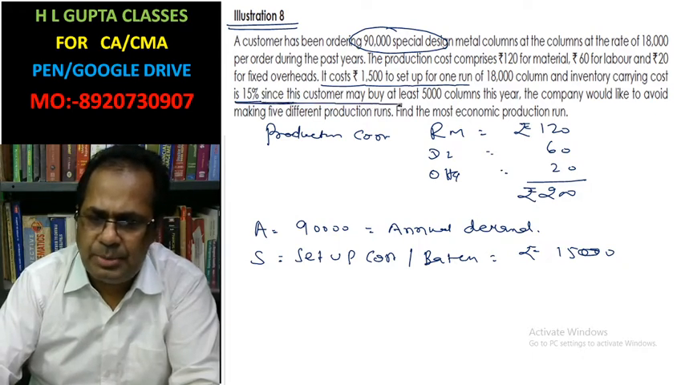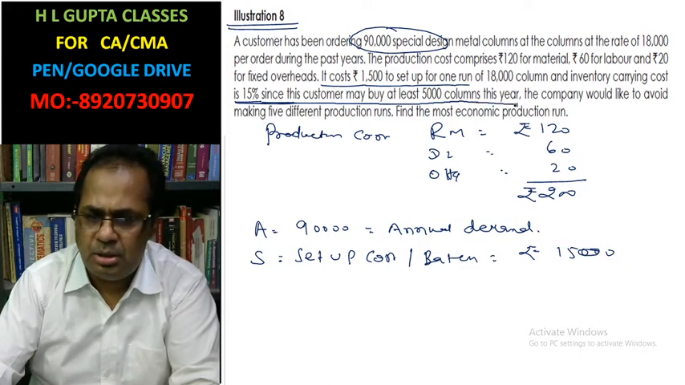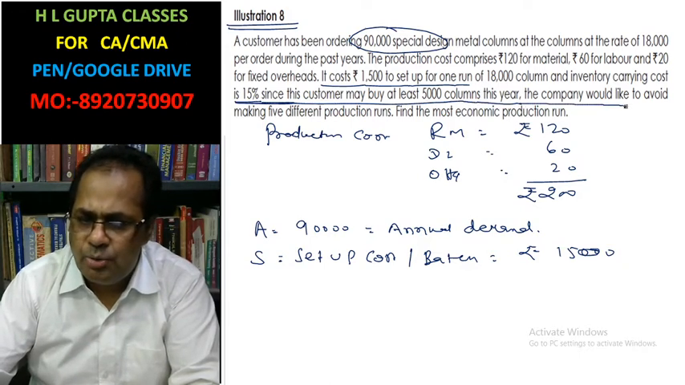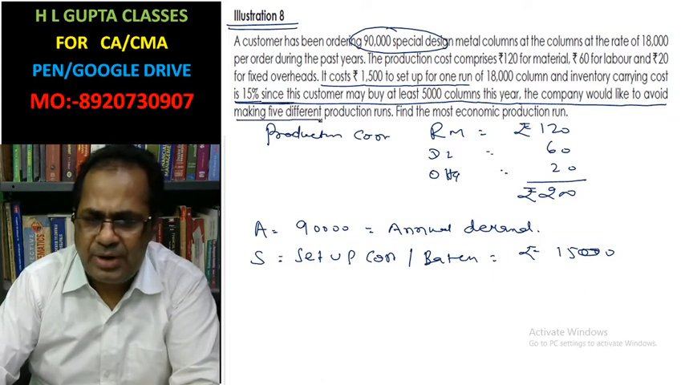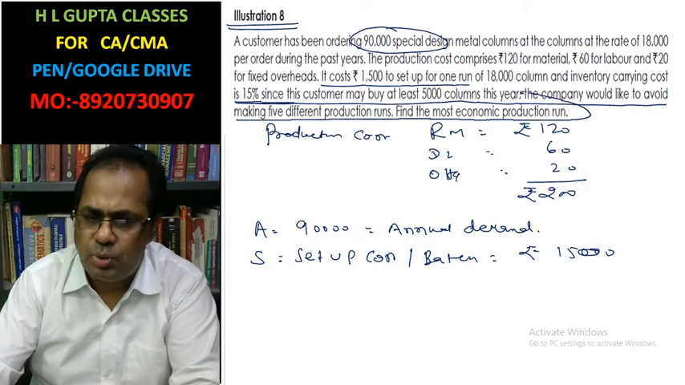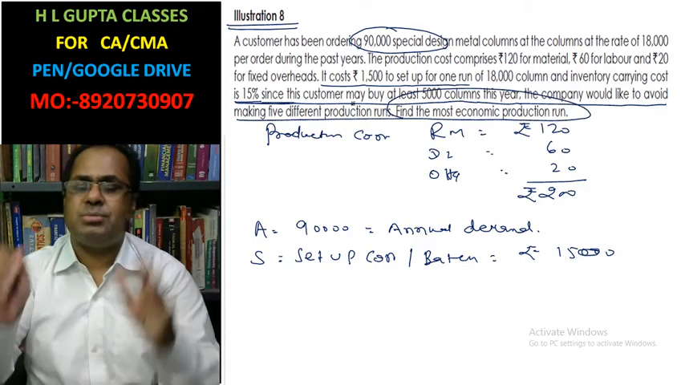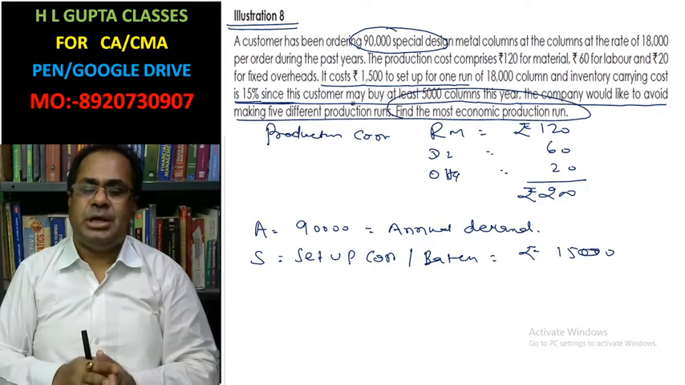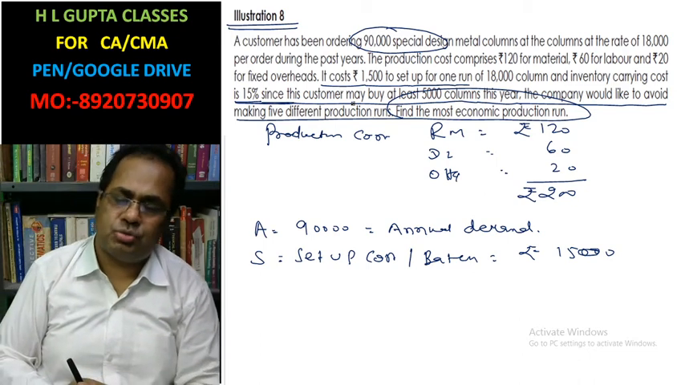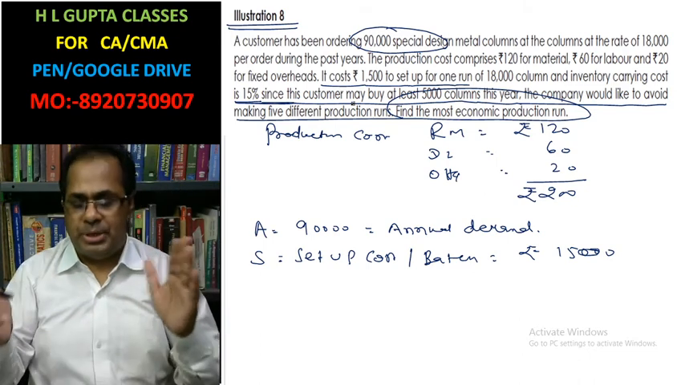Since the customer may buy at least 5,000 columns this year, the company would like to avoid making 5 different production runs. Find the most economic production run. What is the most economic production, and what is the batch size at which setup cost and carrying cost will be minimum? Look at please.